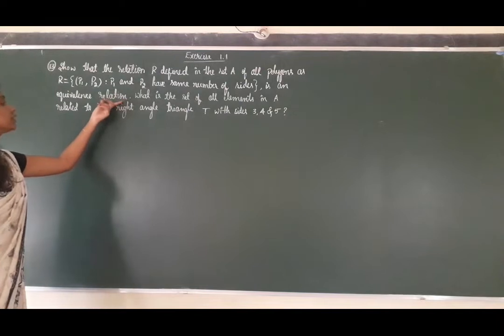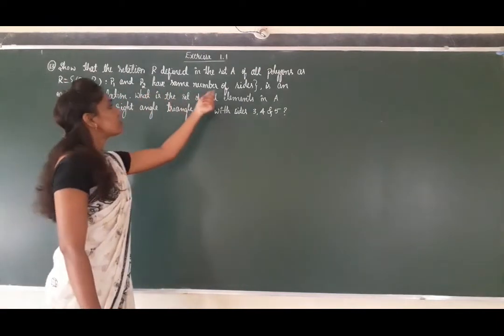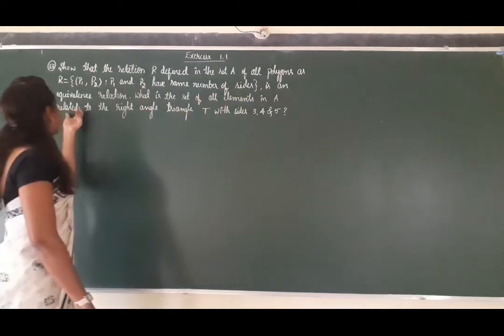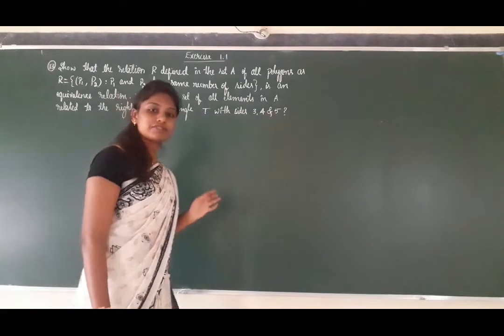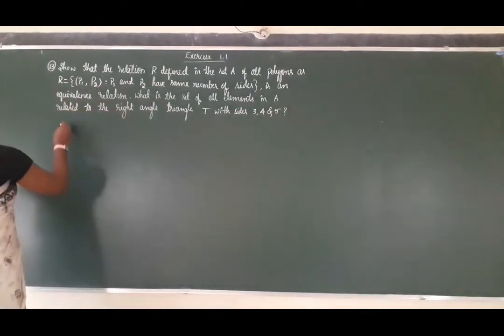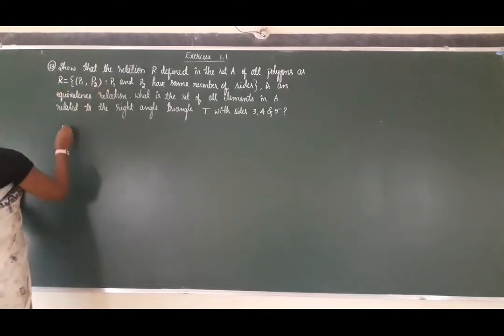Then the later part of the question is, what is the set of all elements in A related to the right angle triangle T with the sides 3, 4 and 5? The first part of our question is we have to show that the relation R is an equivalence relation.